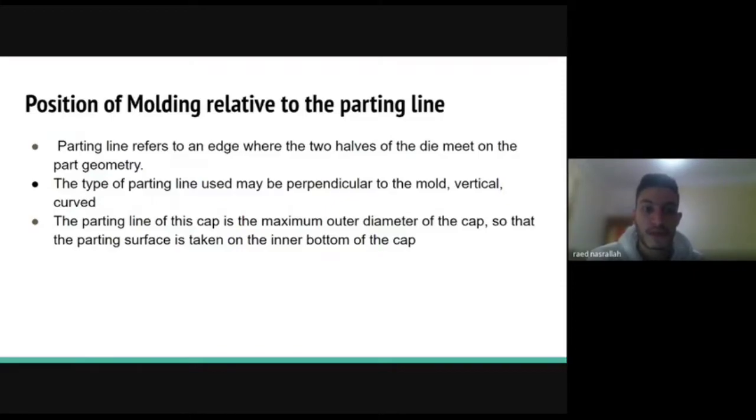The parting line refers to an edge where the two halves of the die meet on the part geometry. The type of parting line used may be perpendicular to the mold, vertical, or curved. The parting line of this cap is the maximum outer diameter of the cap, so the parting surface is taken on the inner bottom of the cap.